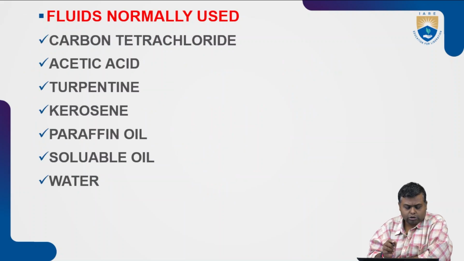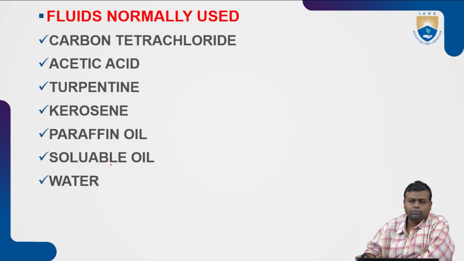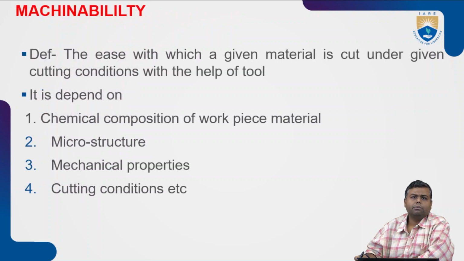Fluids normally used in market are carbon tetrachloride, acetic acid, turpentine, kerosene, paraffin oil, soluble oils as well as water. These are some examples of fluids which are being used to carry away the heat. Next, we will see what is machinability.